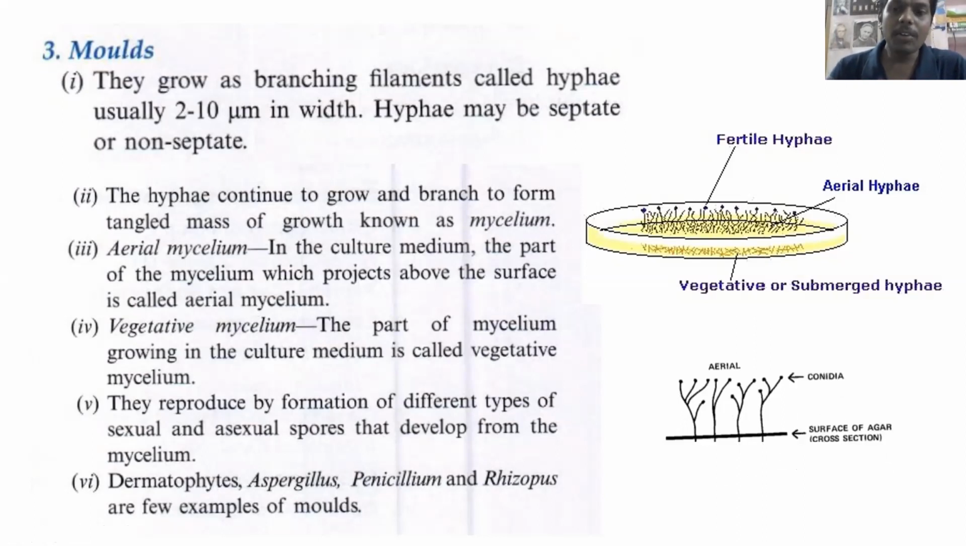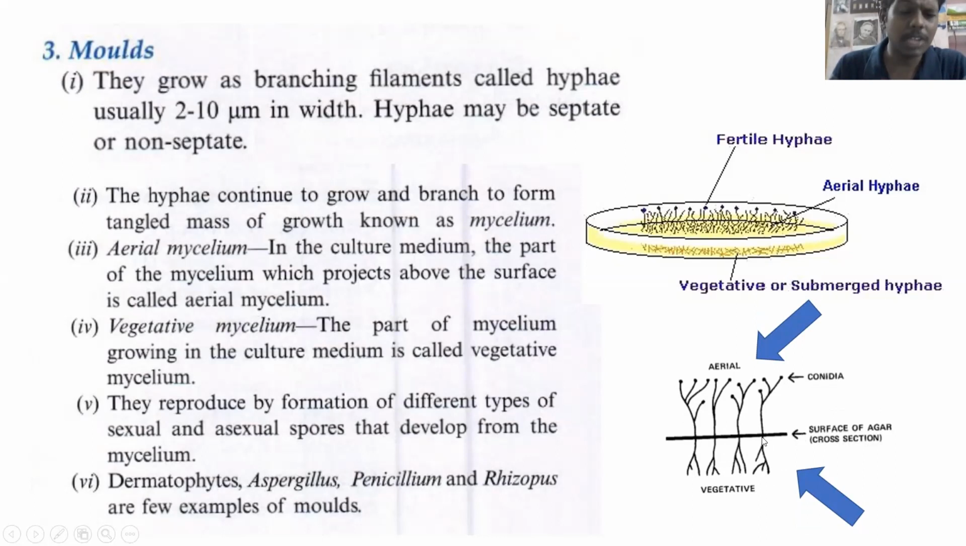Okay. Now if they are growing below the medium, they are called vegetative mycelium. So the one growing above the medium is called aerial mycelium, and the one growing below the medium is called vegetative mycelium. Got it, right? Aerial mycelium and vegetative mycelium. This is your vegetative mycelium.